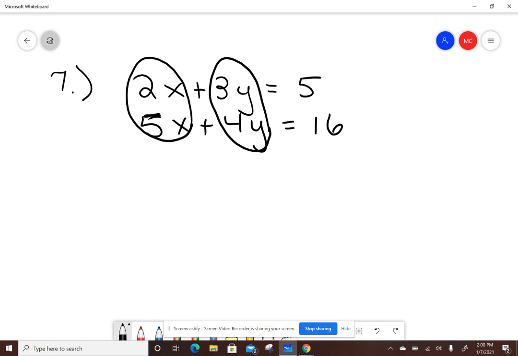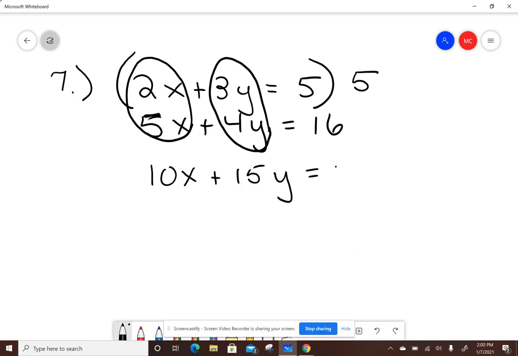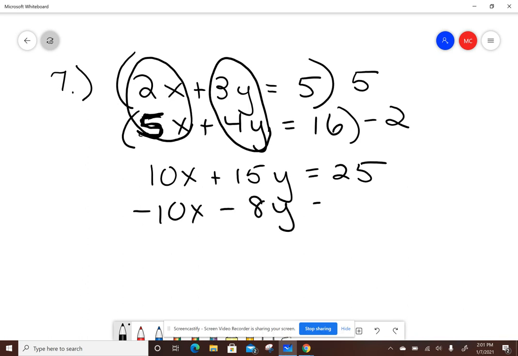So I'm going to decide to eliminate the x's first. So between 2 and 5, my common multiple is 10. So I say to myself, how would I turn the 2 into a 10? Well, I'd multiply this equation by 5. So if I multiply the top equation by 5, and then I say, well, now I want this to be a negative 10. So what would I multiply 5 by to get it to be negative 10? And it would be a negative 2. So I get negative 10x minus 8y equals negative 32.